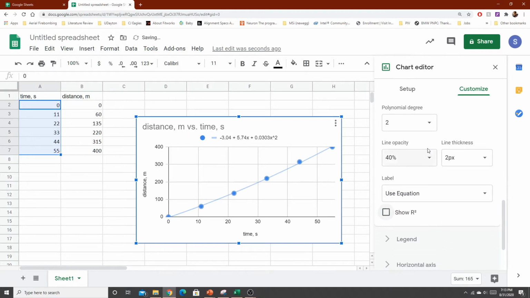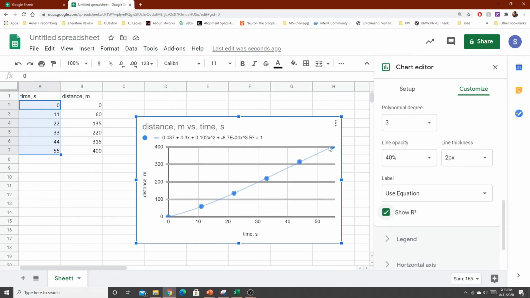Let's try to see if I change this value. Polynomial degree means the degree of this x value. So let's go to 3, go to R squared, and R squared changes to 1. This is a much better fit, and it's saying that it's going to accurately predict where these data points are going to lie if you were to use this equation.